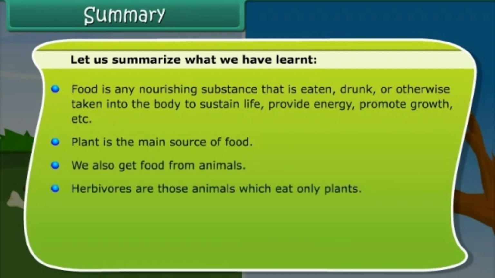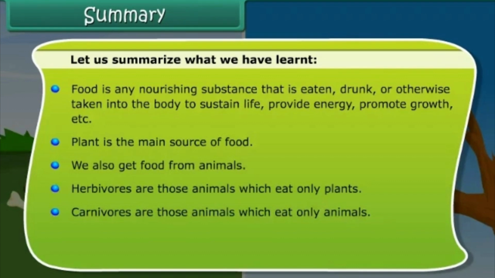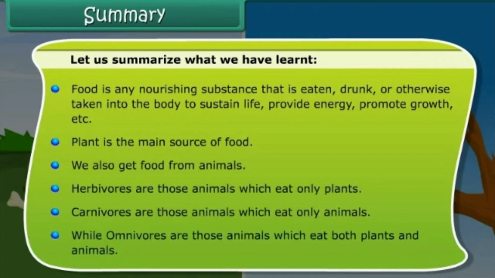Herbivorous are those animals which eat only plants. Carnivorous are those animals which eat only animals. While omnivorous are those animals which eat both plants and animals.